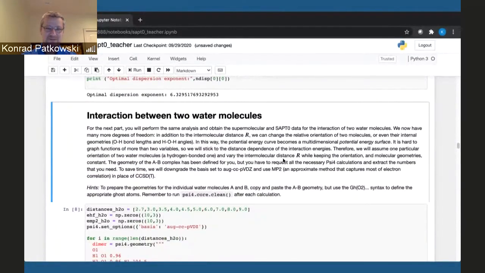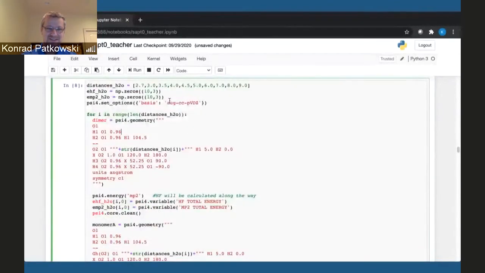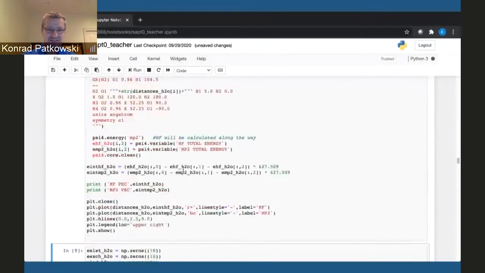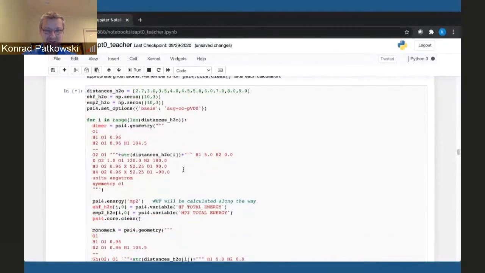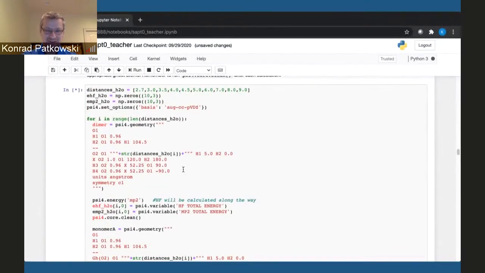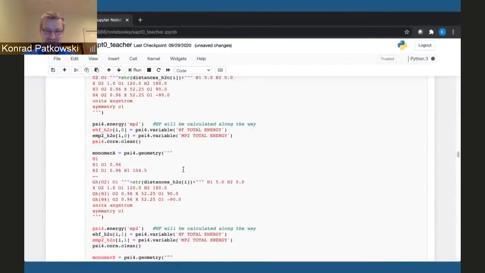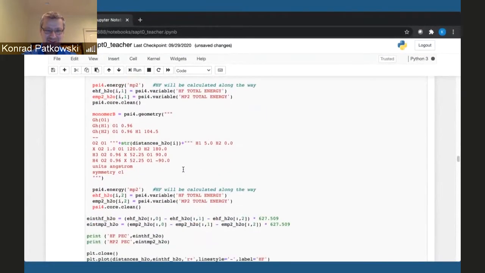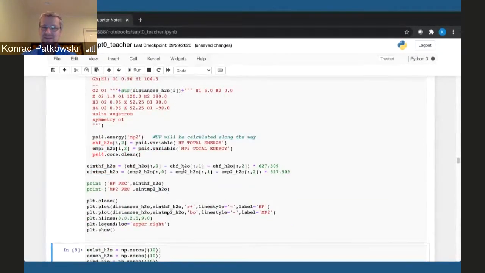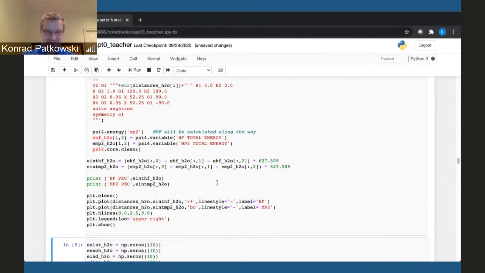We're not going to wait for coupled cluster in here, so we'll run a quick MP2 potential energy scan. That's running right now. Now the students have to fill in most of these definitions. So we give them the dimer, and they need to extend it into a supermolecular calculation.